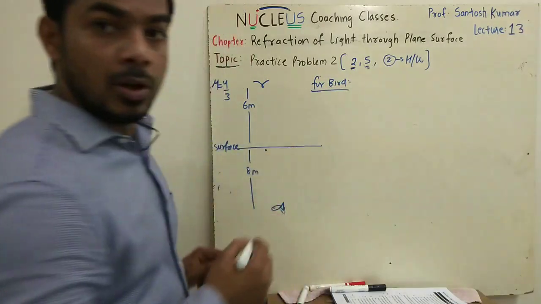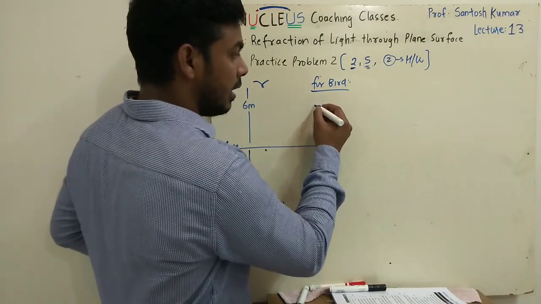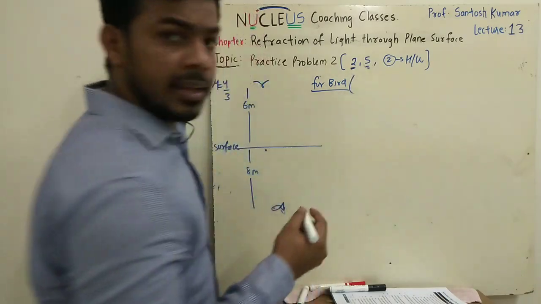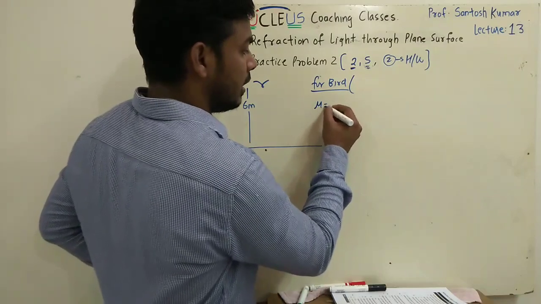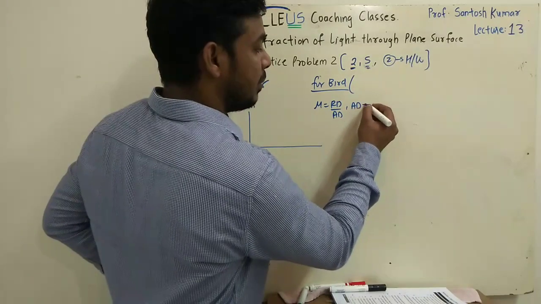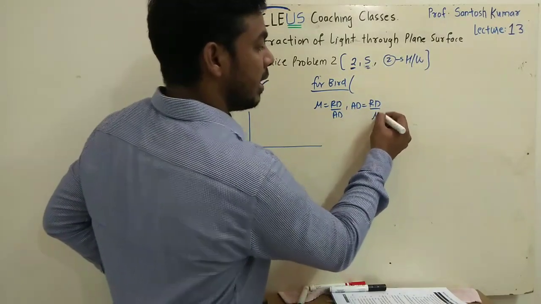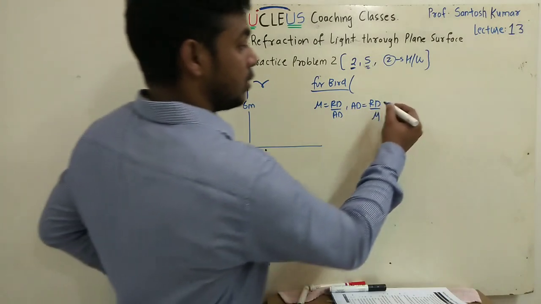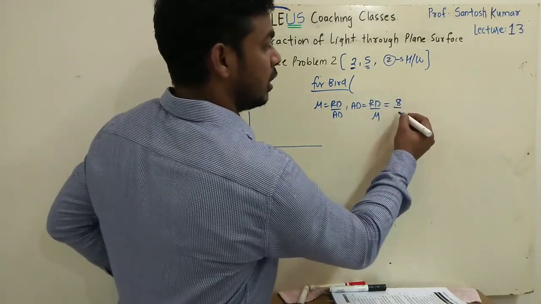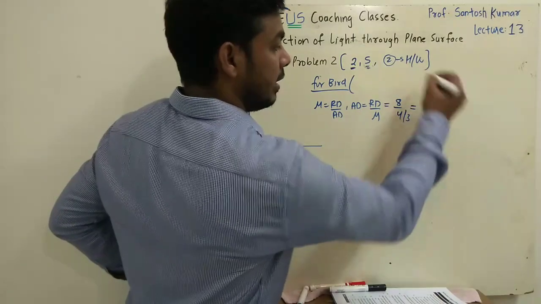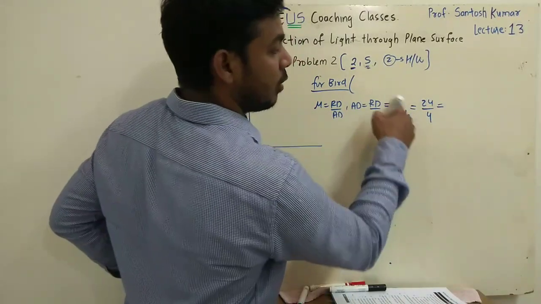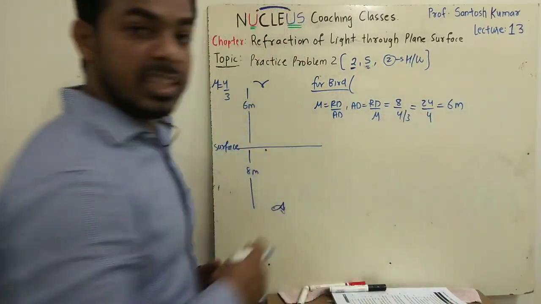the bird. So for the bird, let's calculate the apparent depth. For the bird, I will say that the observer is in the rarer medium. So what is the formula for mu? It is real depth upon apparent depth. So the apparent depth would be real depth by mu. So what is the value of real depth over here for the fish? 8. What is mu? 4/3. This gives you 8 into 3 is 24 upon 4. This gives you 6 meter.